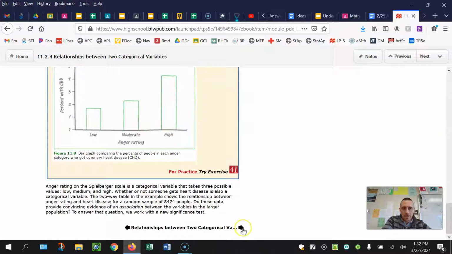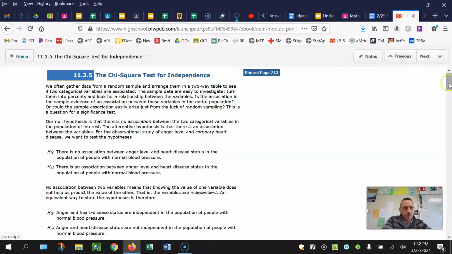So again, with the bar graphs, not going to spend too much time there. That's not going to be a big focus of this.